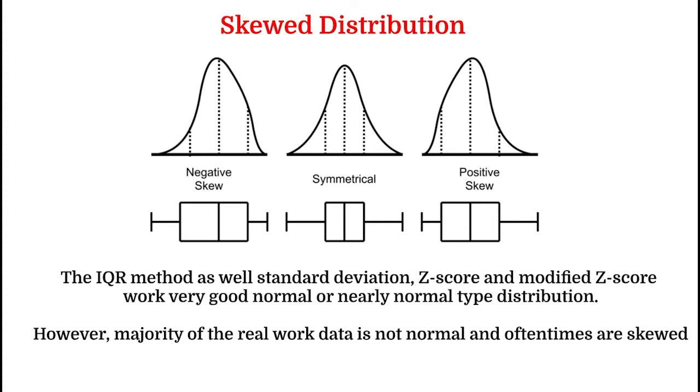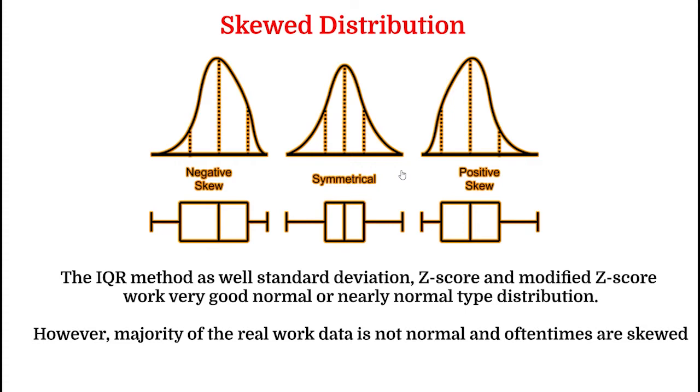The IQR method, as well as standard deviation, z-score, and modified z-score, work very well for normal or nearly normal distributions. However, the majority of real-world data is not normal. Sometimes the data is skewed on the right side, which is called positively skewed data, and sometimes it is skewed on the negative side, which is called negatively skewed data. Symmetrical data is only the ideal case, but real-world data are mostly skewed or not normal.